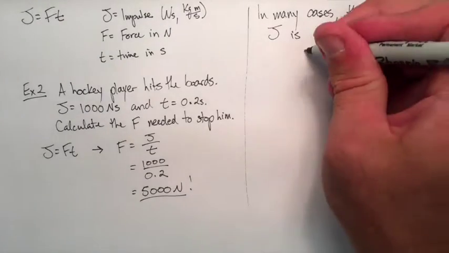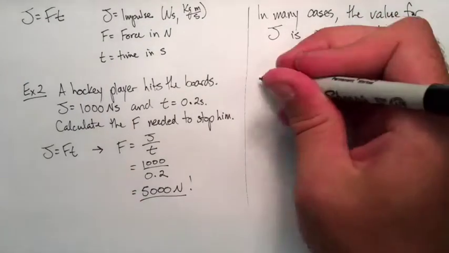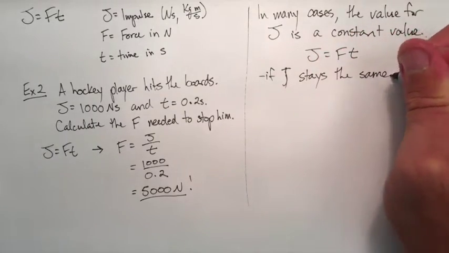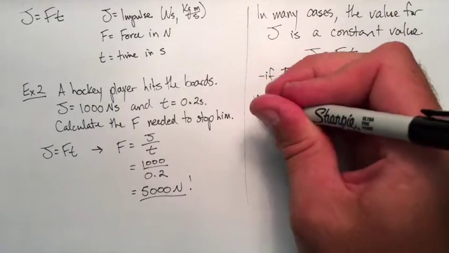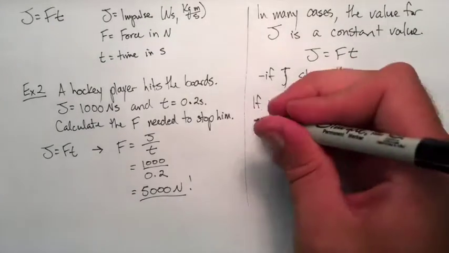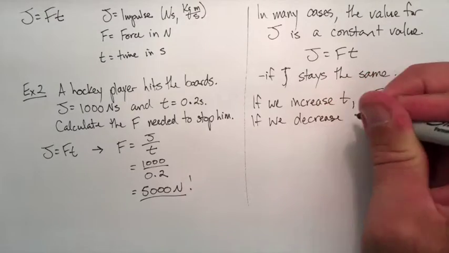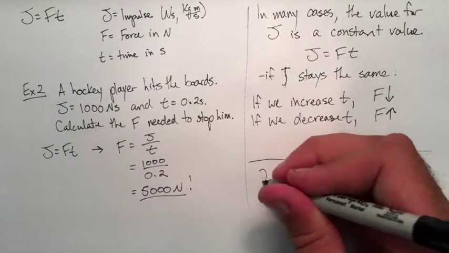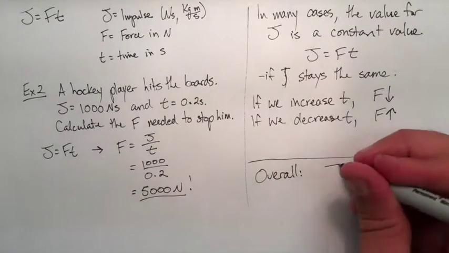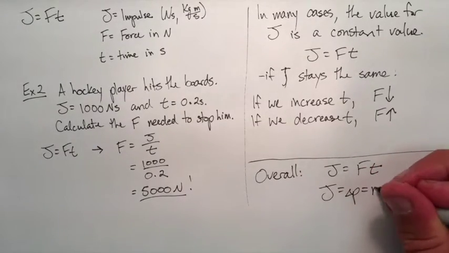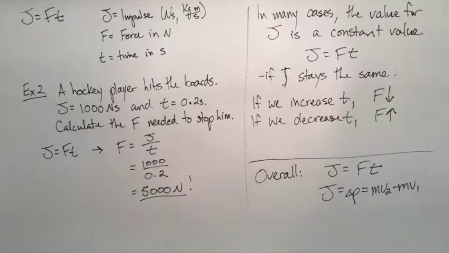If we examine the same collision over and over again, our change in momentum will be the same. So in that case, if J is constant, if F or t change, the other variable is going to also change to compensate. So here, if we increase t, knowing that we have the same value of J, that means F has to decrease. But if we decrease time, if we shorten the time of the collision, force must increase. So overall, the two equations we're dealing with, J equals Ft, and J, which is the change of momentum, mv2 subtract mv1.